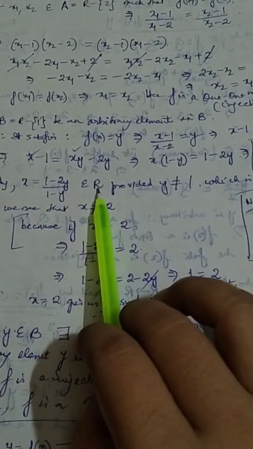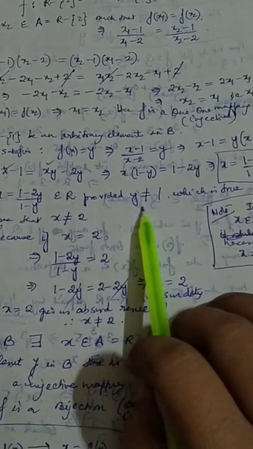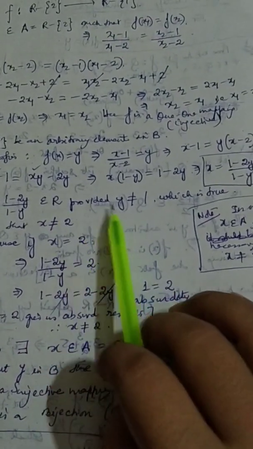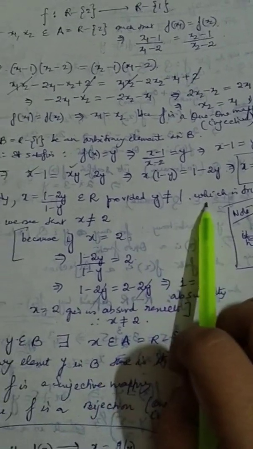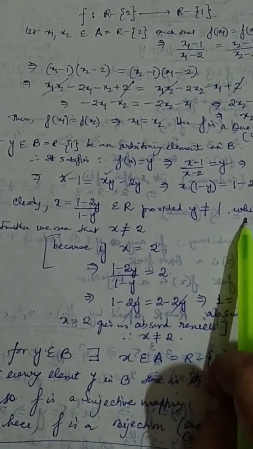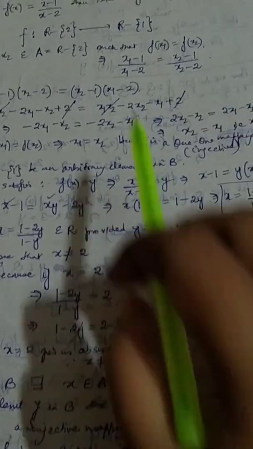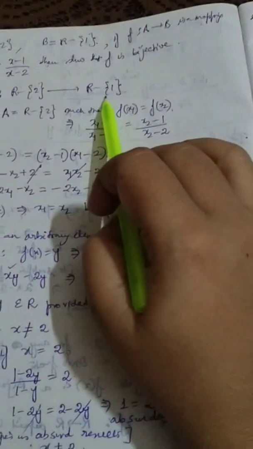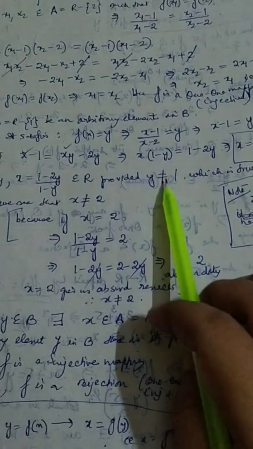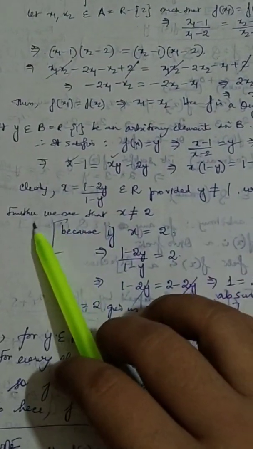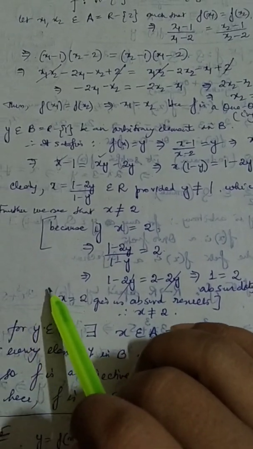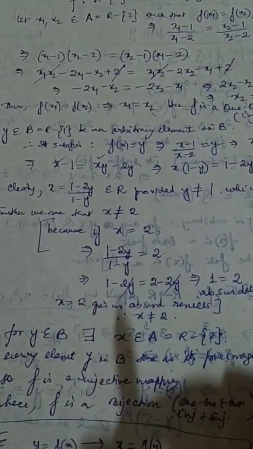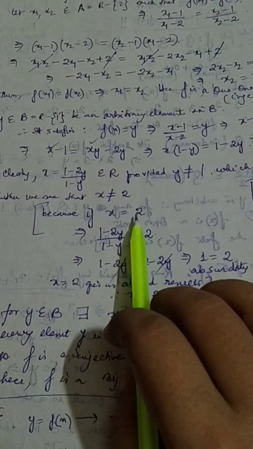This will be a real number provided y is not 1. And definitely this is true, because this is given by definition, as we have seen in the codomain. And not only that, we see that x is not equal to 2 also, because if x had been equal to 2, what would happen?